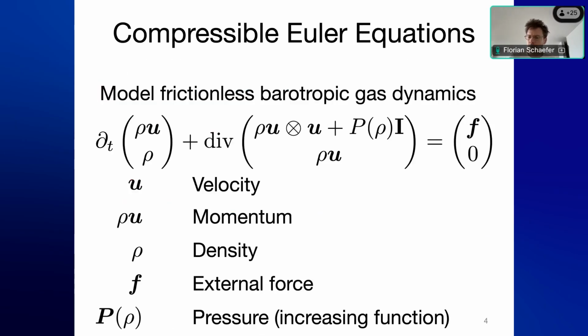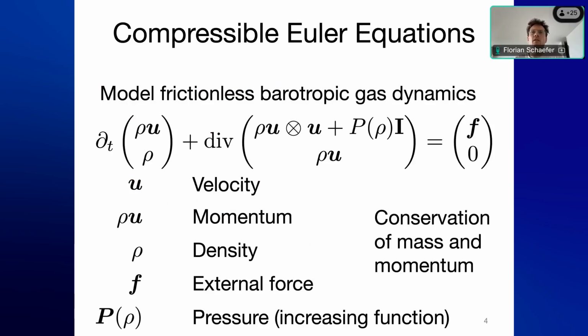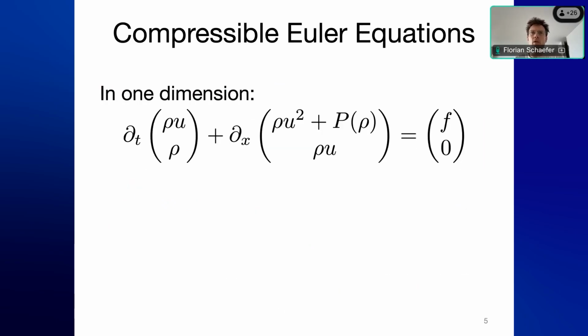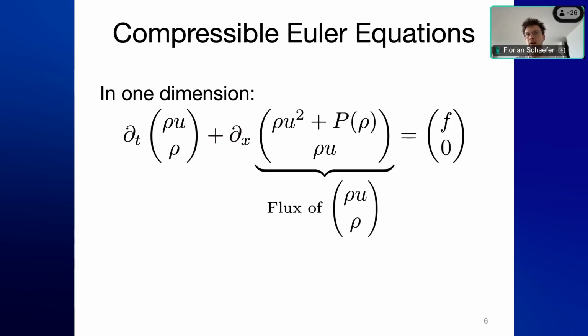Now, to make this somewhat more mathematically precise, we're going to give ourselves a very simple mathematical model of this problem, which is the barotropic Euler equation. It models a frictionless barotropic gas, and if you're not familiar with this equation, it's really a conservation law for momentum and mass. The idea is that the rate of change, the ∂t, of the momentum and mass is given by the derivative of the fluxes. So the difference between how much is flowing in versus how much is flowing out of a given point in space.